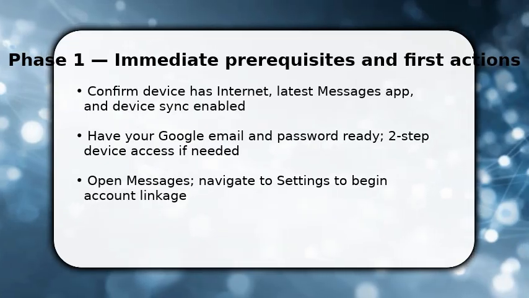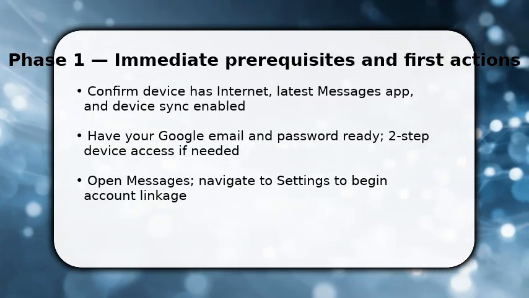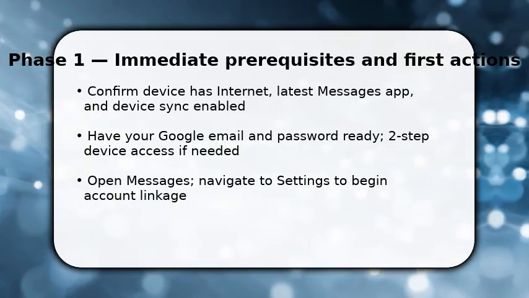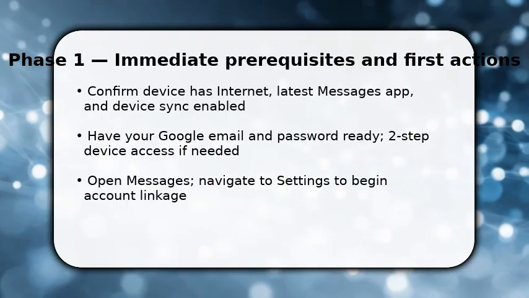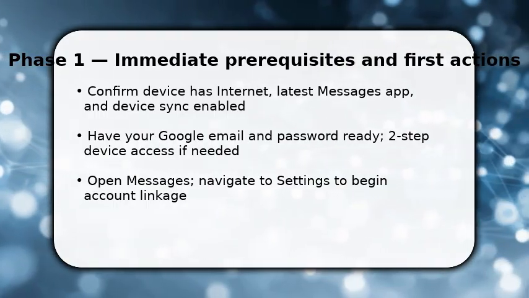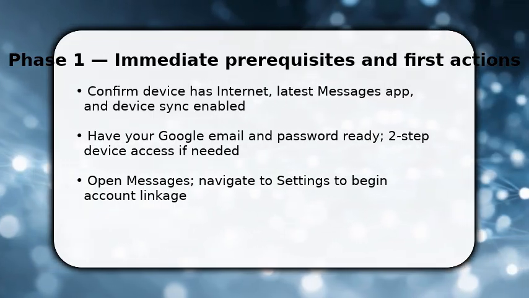You're starting now. Make sure the device is online and you know the Google email and password. Once done, grant device sync and open the Messages app. Go to Settings immediately. You do this because Messages reads the system accounts. Adding the Google account there will let Messages use chat features and backups, so don't skip device-level account setup.